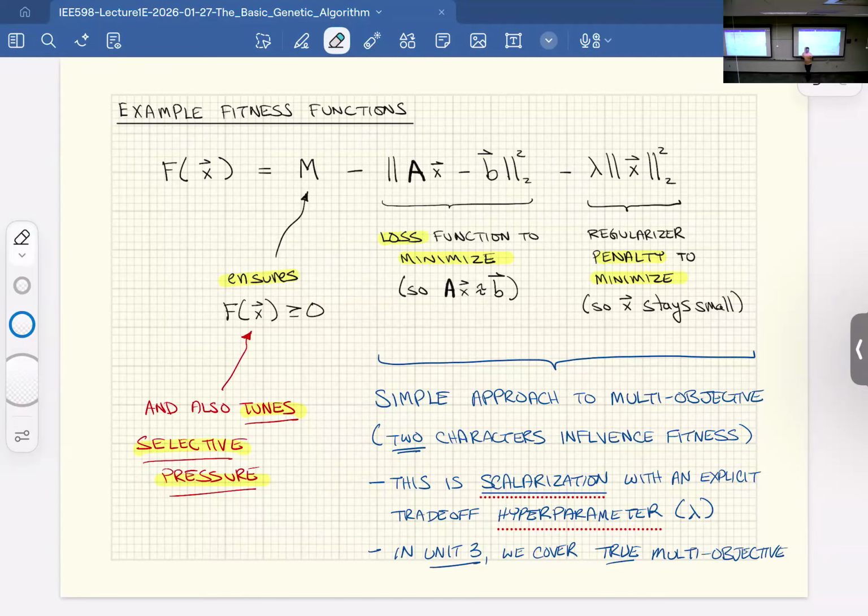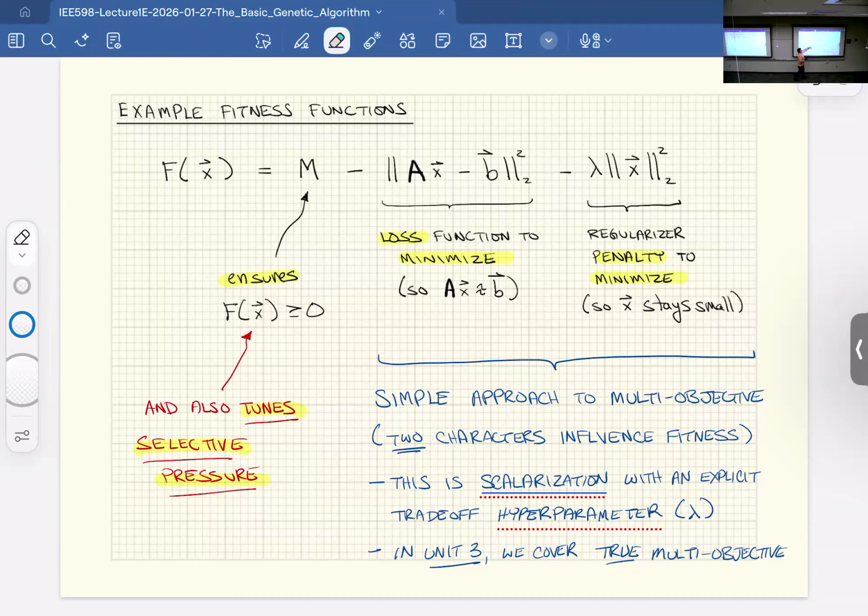It's kind of cheating to call it two characters because we're doing this scalarization. In Unit 3, we will define a completely different way to sort genotypes that does consider these two characters separately and creates a way to sort them without having to introduce these lambdas. So that's just another hyperparameter that we're adding.